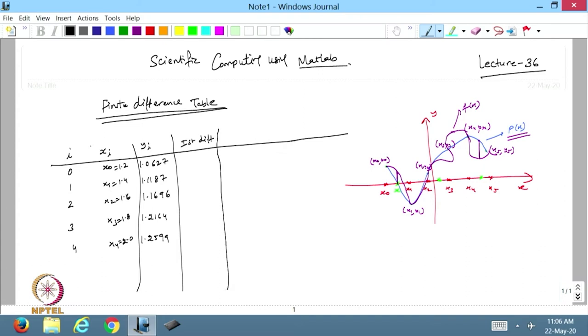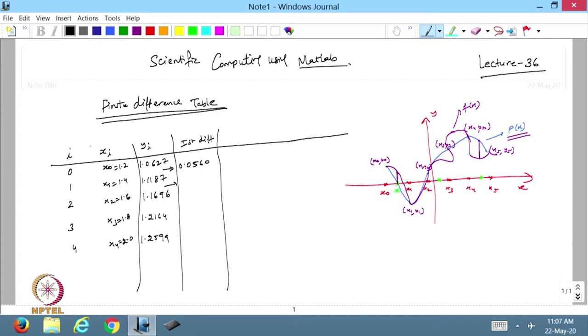So, first difference, you know that I will take this value minus this value. So, this minus this, if I find, then it is giving me 0.0560. So, 87 minus 27 is 60 and 11 minus 6 is 5. So, this value I am writing here in between. That shows that this value is the difference of this minus this.